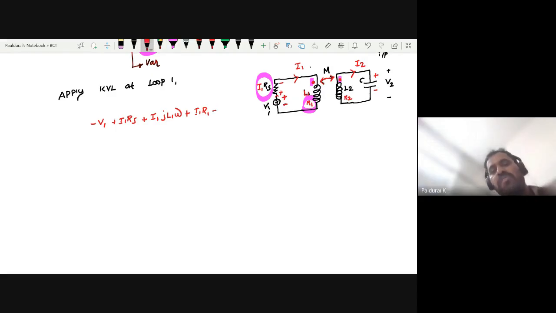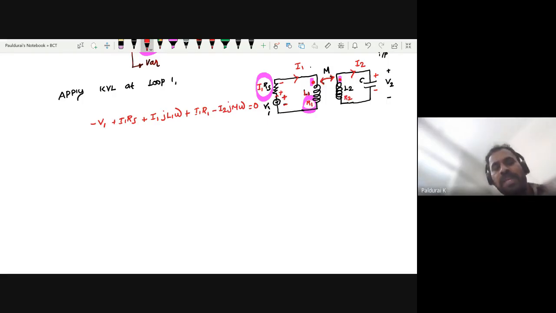What is the voltage drop because of that mutual? V equals I times R. This time I is the current flowing through loop 2, which will generate EMF at loop 1, that is your mutual. So I2 and j, this time it is M omega, right? Got my point? So I started from source minus V1, then voltage drop across Rs, then voltage drop across the inductor, then voltage drop across the internal resistance of the inductor, then finally voltage drop because of mutual inductance, right?